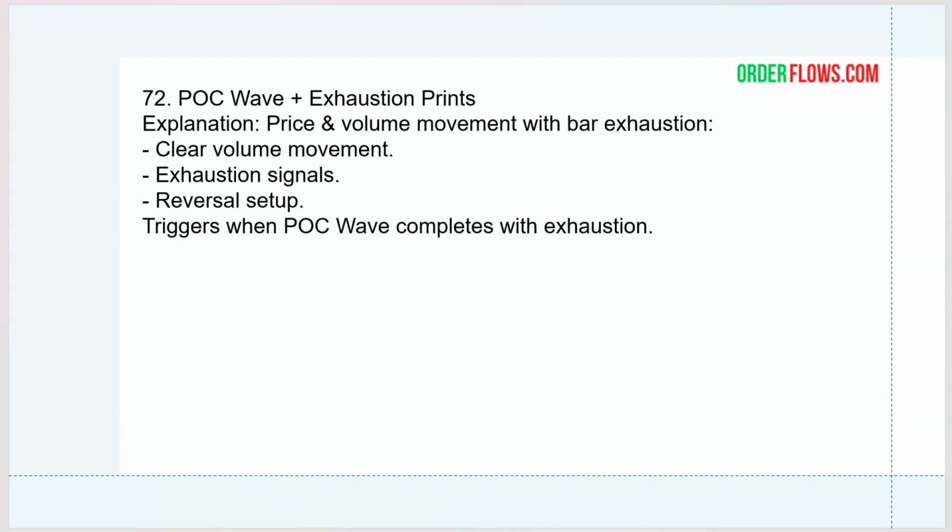All right, number 72 is POC wave plus exhaustion print. Explanation is price and volume movement with bar exhaustion. All right, POC wave is a 3-bar pattern. So you have clear volume movement, you have exhaustion signals, and it's a reversal setup taking place there. It triggers when the POC wave completes with exhaustion.